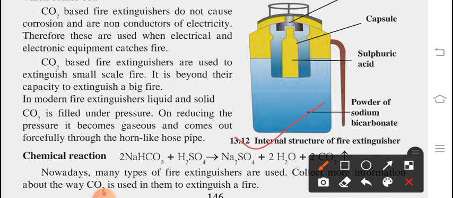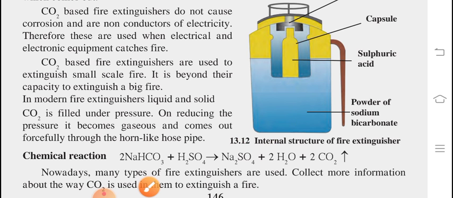Carbon dioxide based fire extinguishers do not cause corrosion and are non-conductors of electricity. Therefore, these are used when electrical and electronic equipment catches fire. Carbon dioxide based fire extinguishers are used to extinguish small scale fires. It is beyond their capacity to extinguish a big fire. In modern fire extinguishers, liquid and solid carbon dioxide is filled under pressure. On reducing the pressure, it becomes gaseous and comes out forcefully through the horn-like pipe.